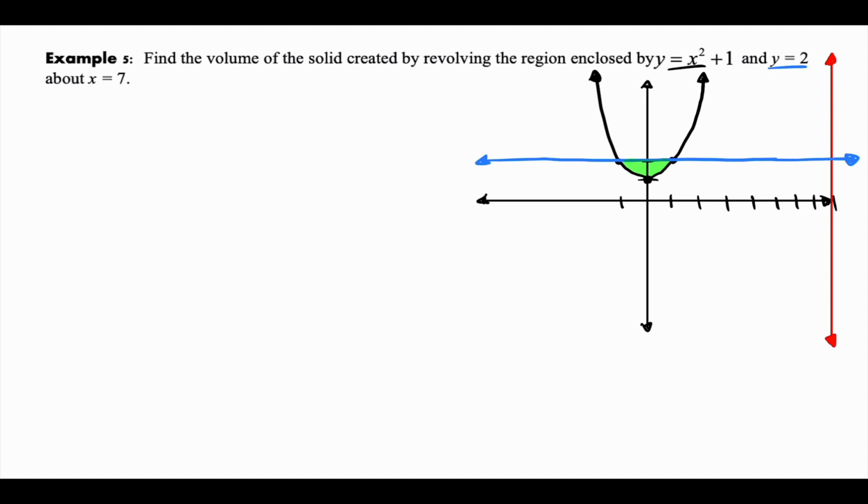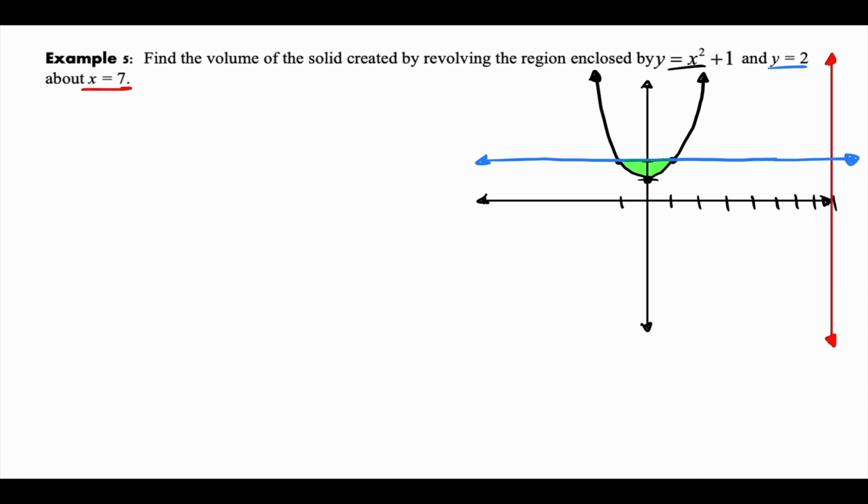Okay, so again, similar graph. The blue and the black are similar. The new part is the red, x equals 7. So x equals 7, that's the axis of revolution. Now we have an axis of revolution that's not a horizontal line, it's a vertical line. So we're going to revolve this way. This is dy, so it's going to be a dy situation, okay?